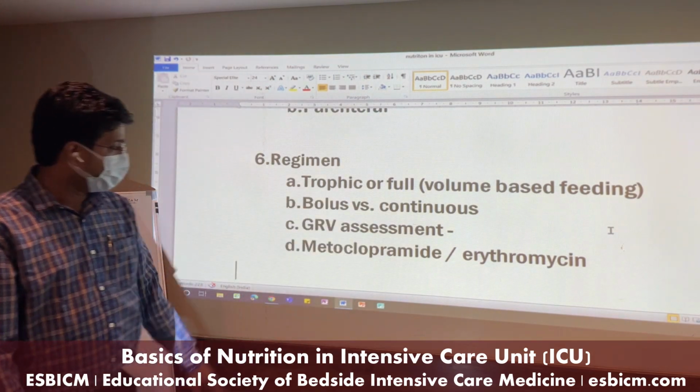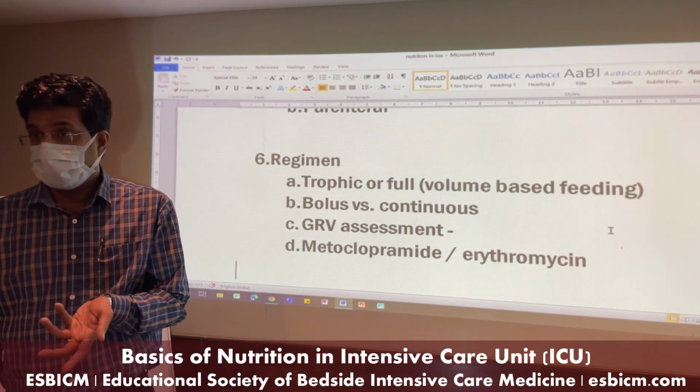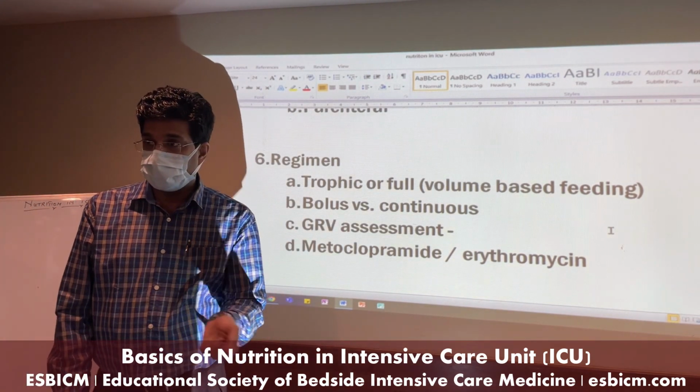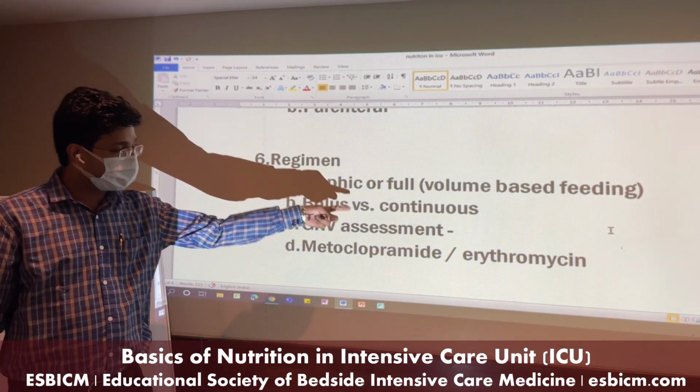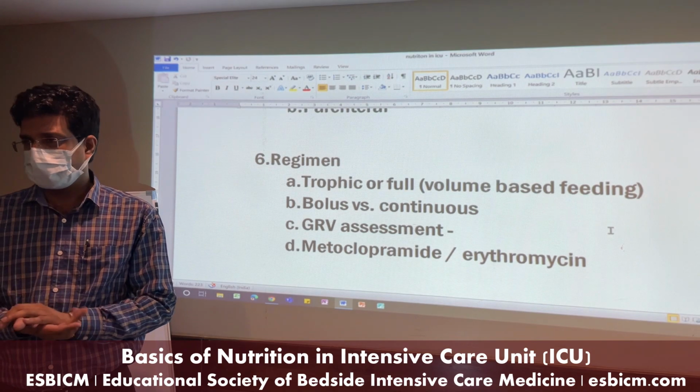Then gastric residual volume assessment. How much aspirate, and at what time should you do an RT aspirate? Suppose you are giving bolus or continuous, you need to check whether the patient is tolerant. So every 4 hours routinely you can check the gastric aspirate.